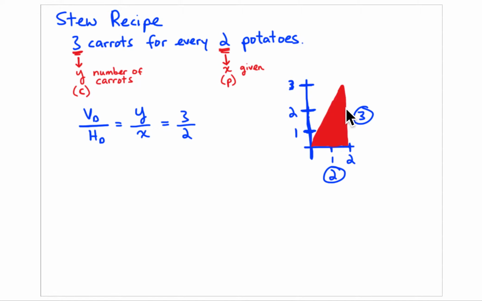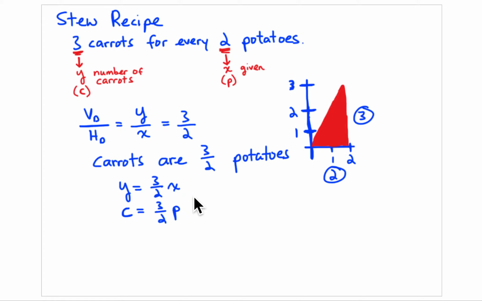And you should remember by now that there's a slope triangle. That slope triangle is right against the origin because it's a proportional relationship. That makes writing the equation much easier. There's no y minus or y plus anything, x minus anything, x plus anything. It's just y to x, the ratio of the number of units in the vertical direction to the number of units in the horizontal direction. In this case, that ratio is 3 to 2, or 3 halves. So the number of carrots that you need is 3 halves times the number of potatoes that you have.